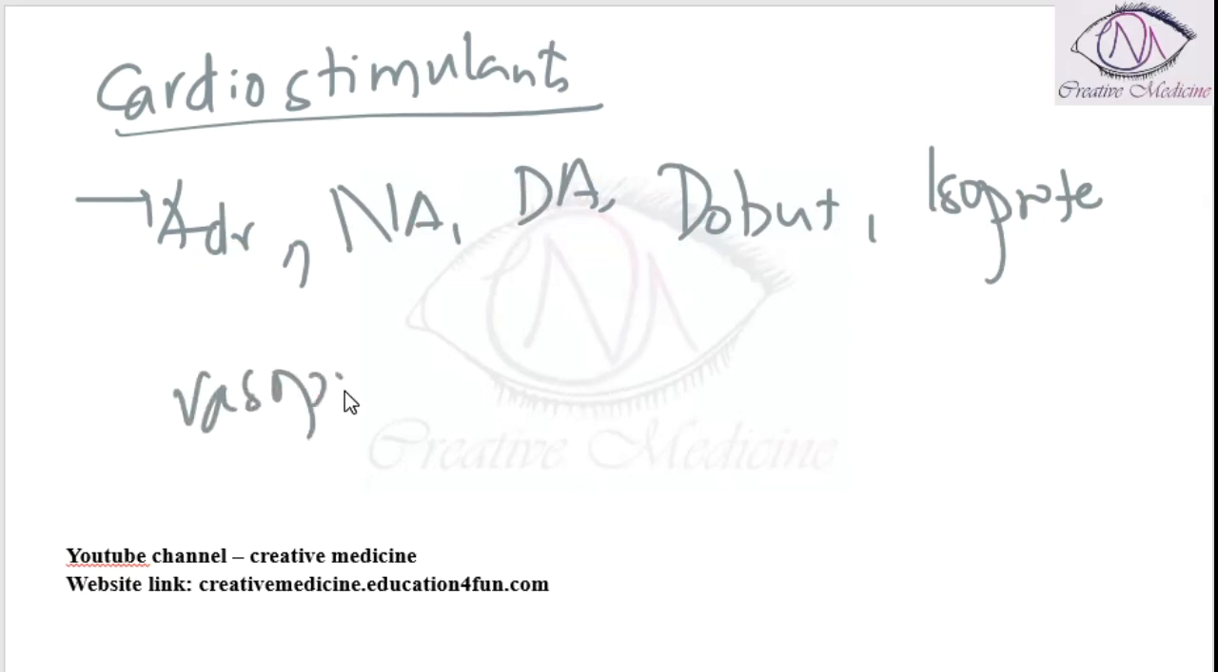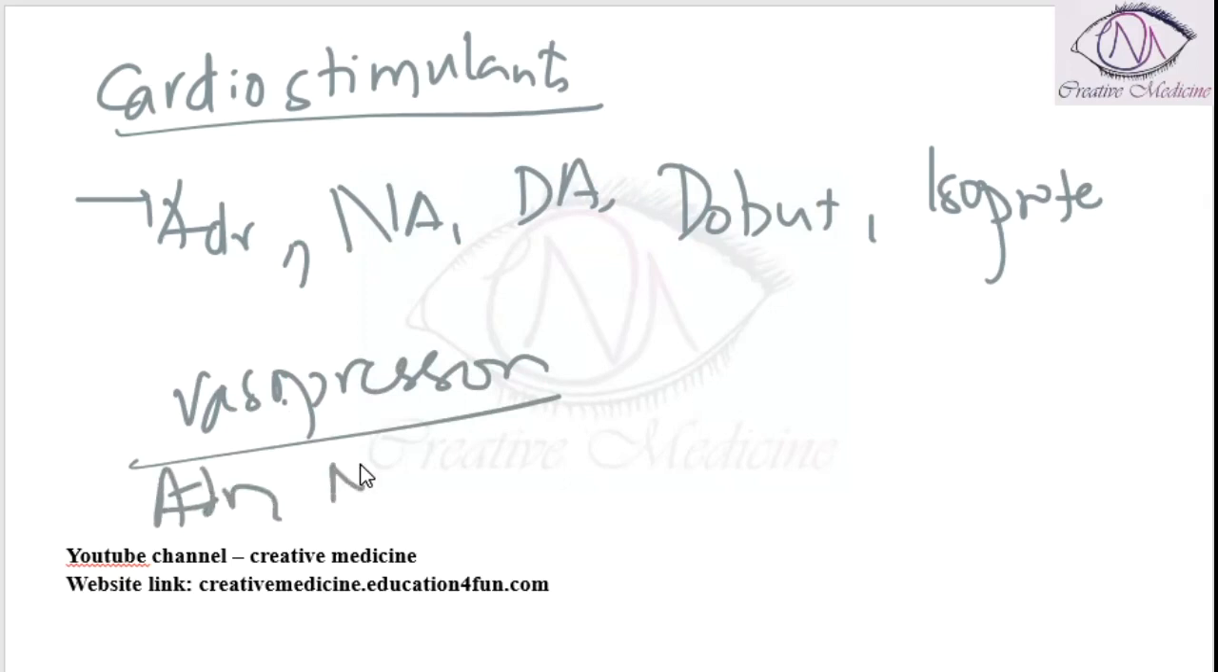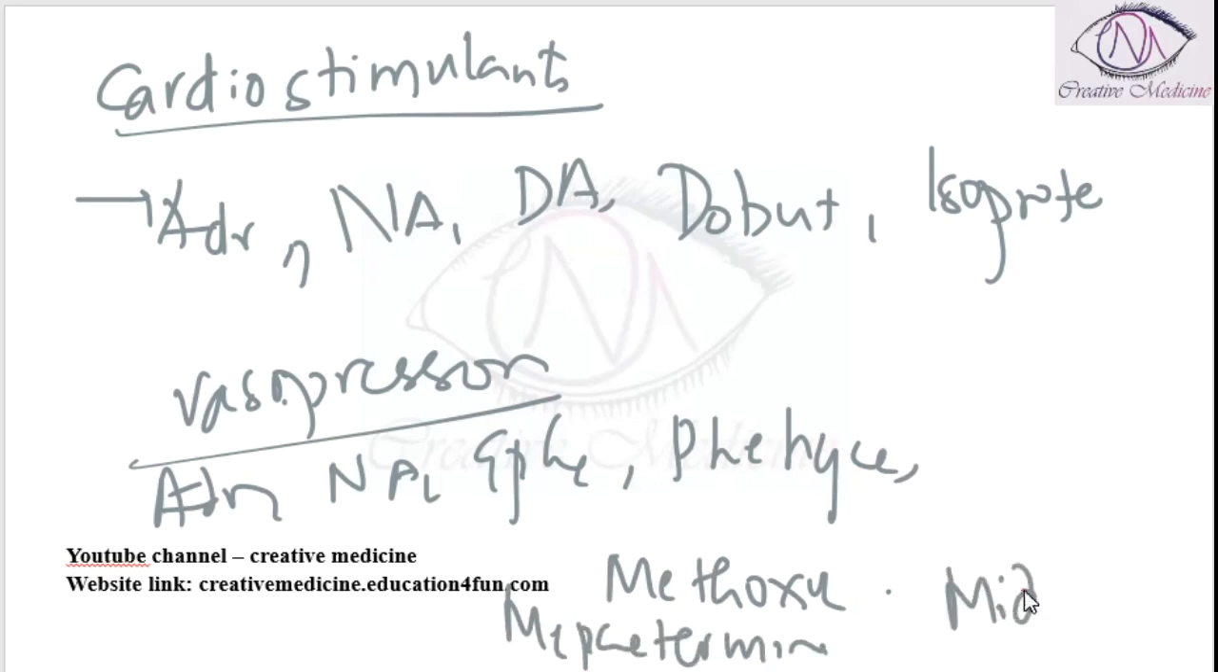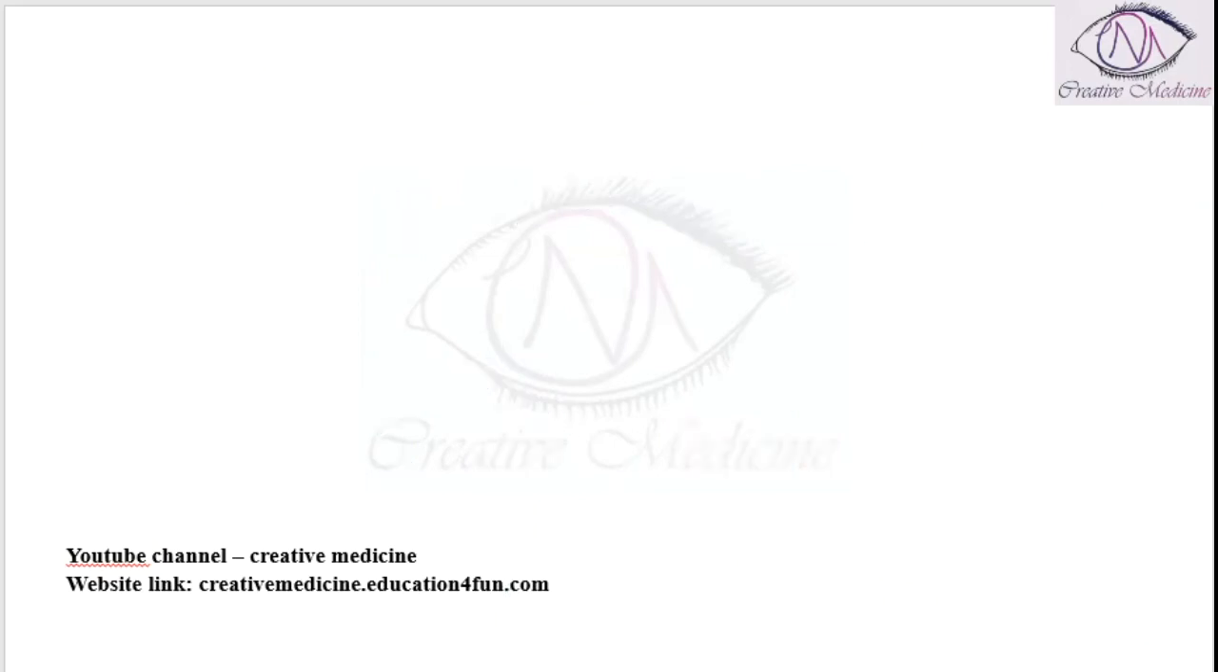Then vasopressors. Adrenergic drugs which are vasopressors are adrenaline, noradrenaline, ephedrine, phenylephrine. Then we have methoxamine, which is an alpha agonist, and we have mephentermine and midodrine. So these are the vasopressors which are adrenergic drugs.